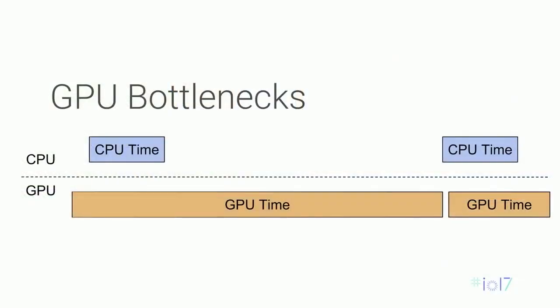GPU bottlenecks are when the GPU is taking too much time to render. The driver can help this by buffering commands for a couple of frames, but when this queue gets full, the CPU has to just wait. As with CPU bottlenecks, this breaks the parallelism between the CPU and the GPU.